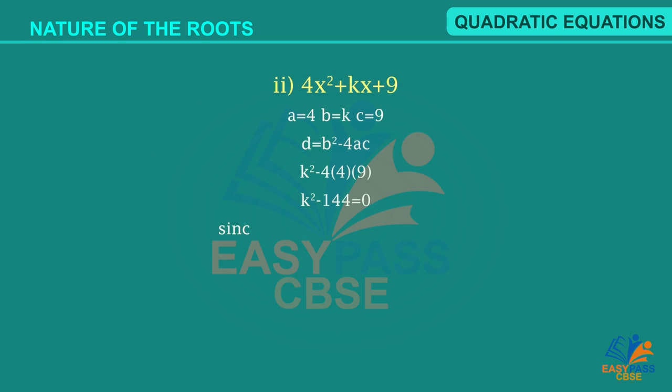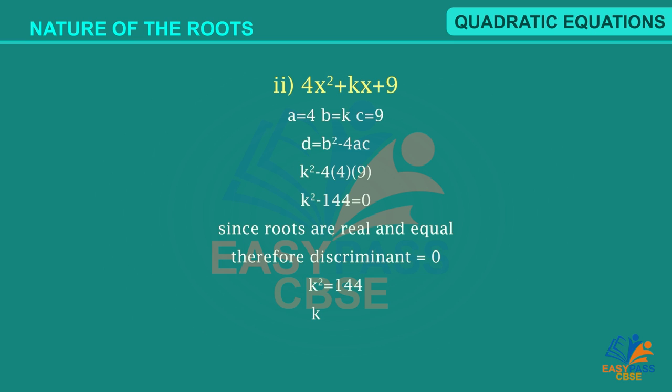Since the roots are real and equal, the discriminant is equal to 0. That means k square minus 144 equals 0, which implies k square equals 144, which implies k is equal to plus or minus 12.